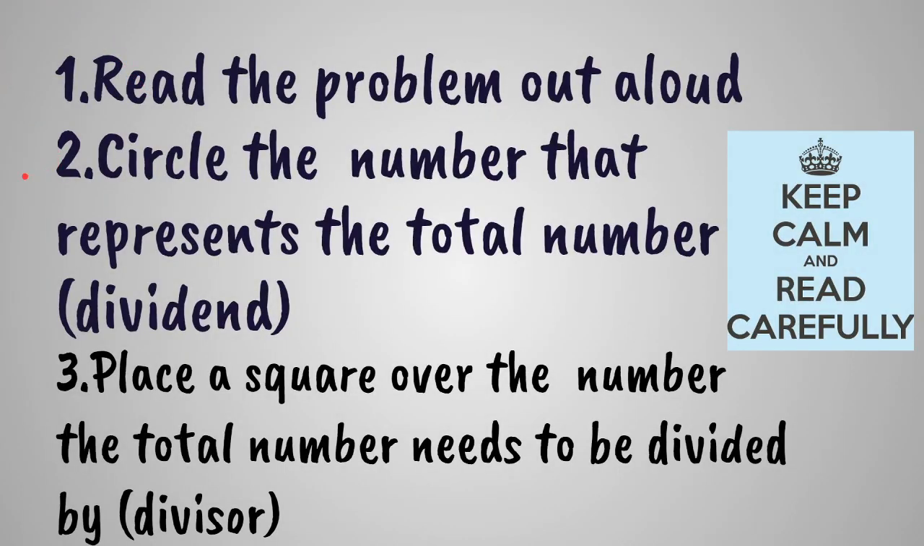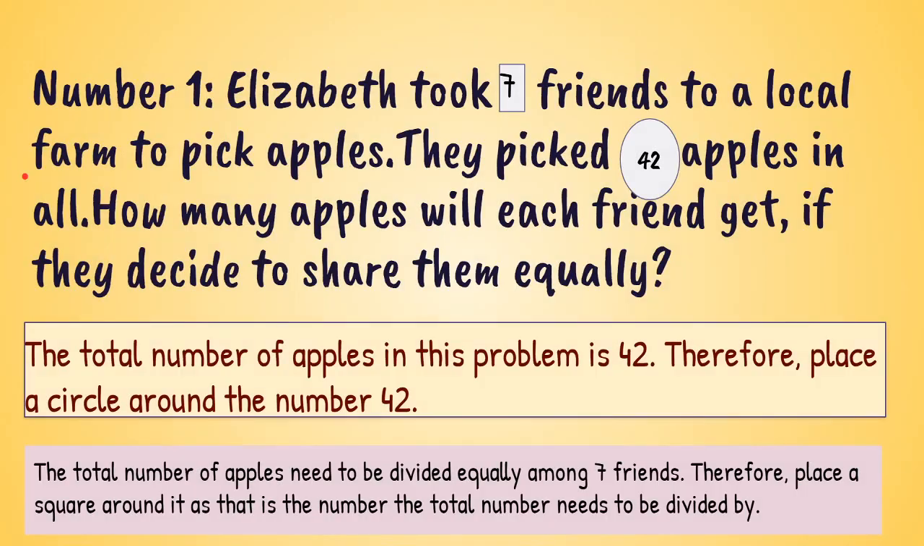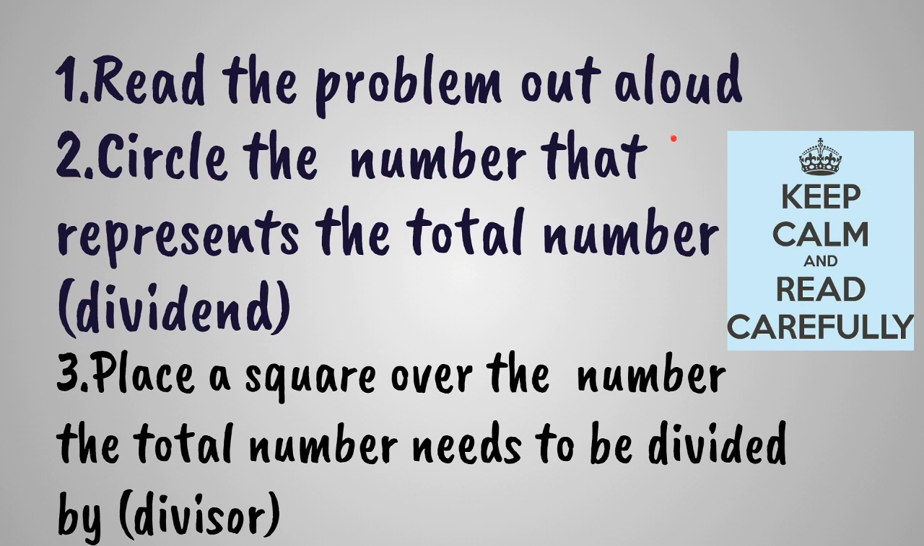The second step is to circle the number that represents the total number, or the dividend. So in this case, the total number we know is 42 apples, right? Because that's the amount that they all together combined picked. So that's the total number, and therefore we put a circle around it, right? So the second step, complete.